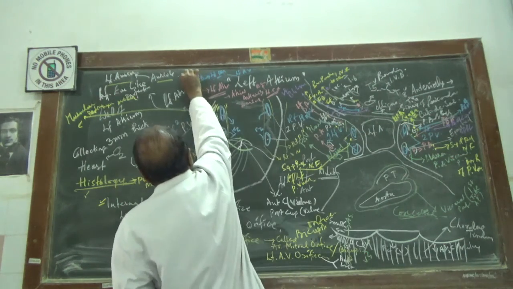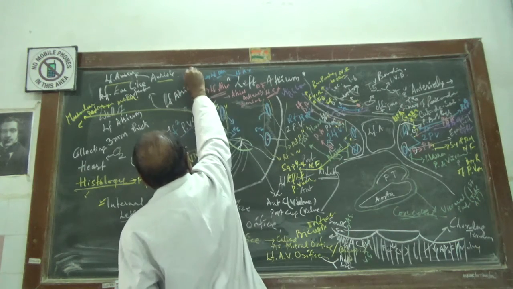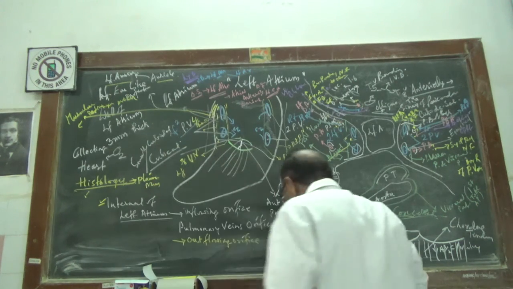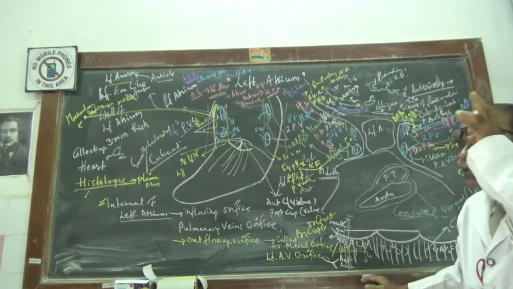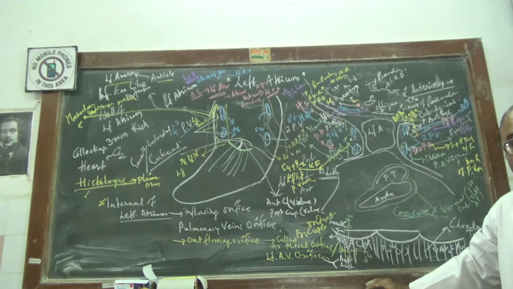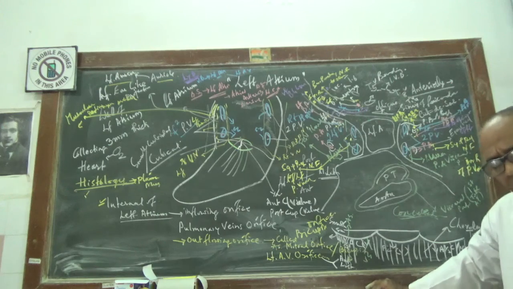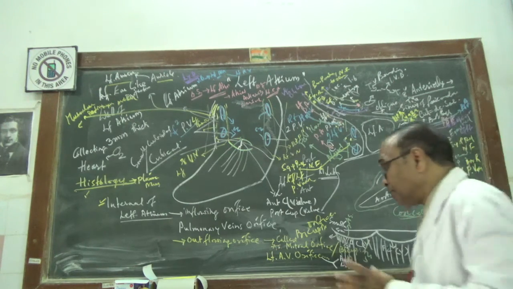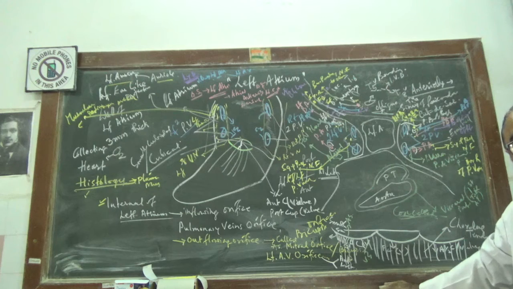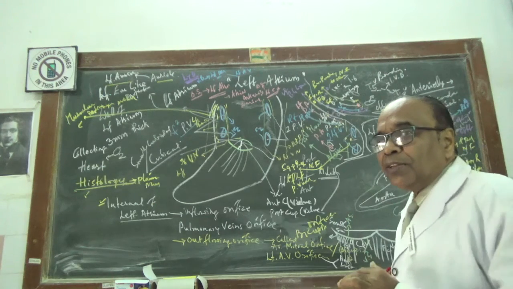Lymphatic drainage of the left atrium is by the cardiac group of lymph nodes and lymph vessels, and the pericardial group of lymph nodes and lymph vessels. They open into the thoracic duct, and the thoracic duct opens into the union between the left internal jugular vein and the left subclavian vein, where it unites and then continues as the left brachiocephalic vein.